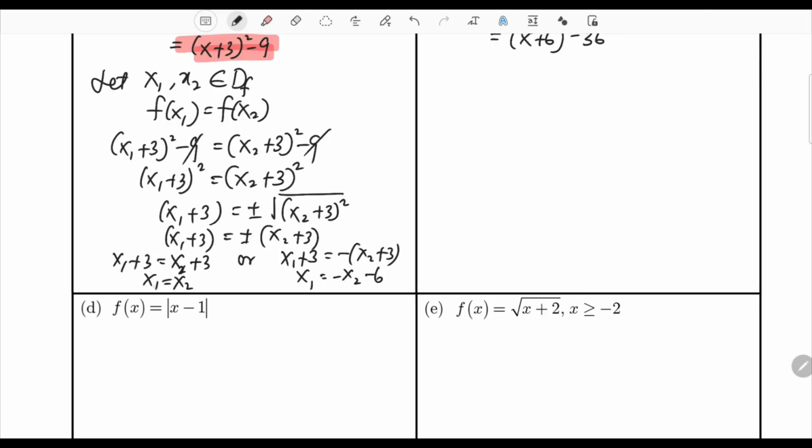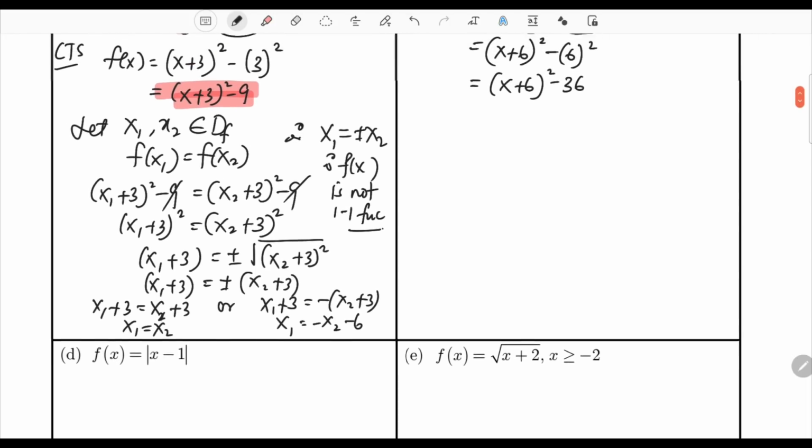So we have x1 with two values. So statement, hence x1 not equal to plus minus of x2, meaning two values. Hence f(x) here is not a one-to-one function. Okay, what about D here?